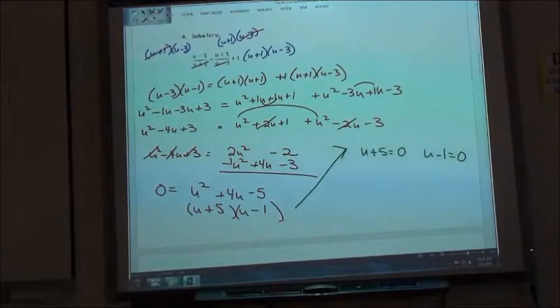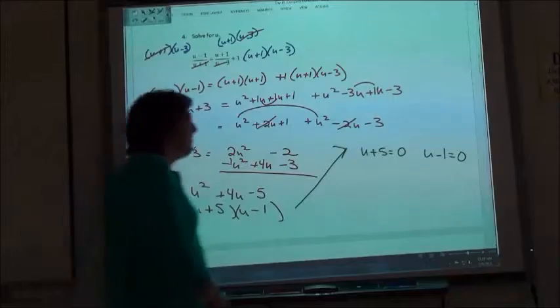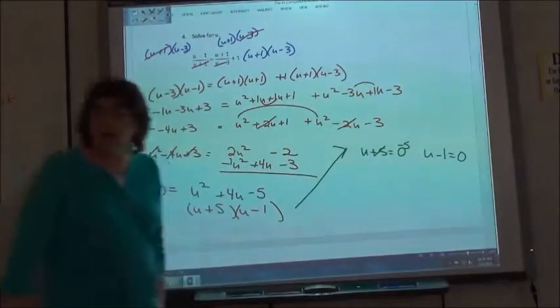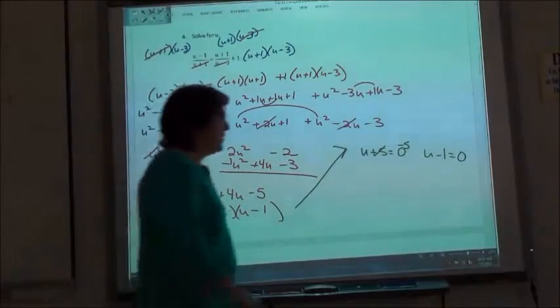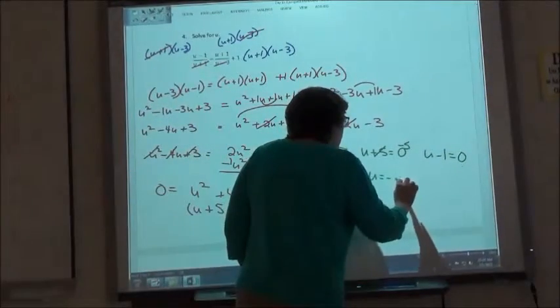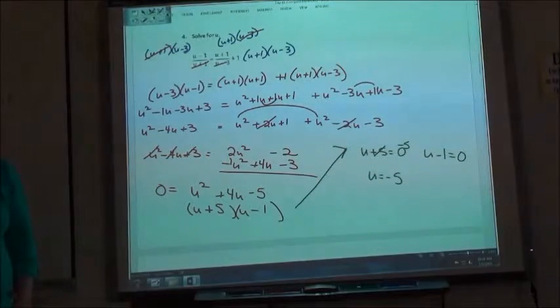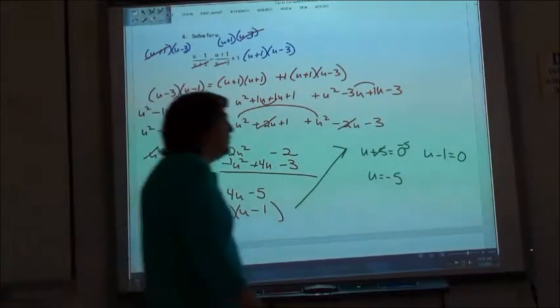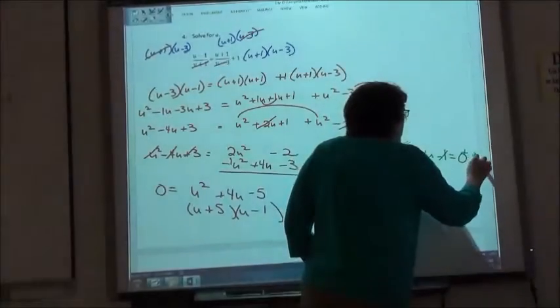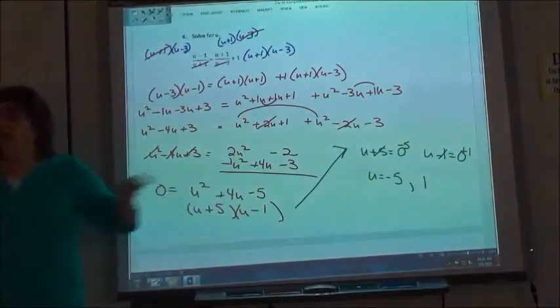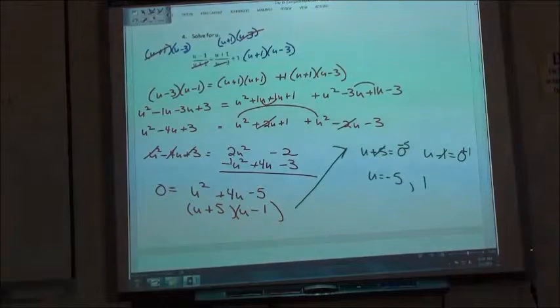So if we solve those, on the first one, I'm going to minus my 5 to move it over. So u equals minus 5. On the second one, I'm going to add the 1 to move it over. So we get two answers, minus 5 and 1. Both of those are nice whole number answers, so we need to go back and check both of those.